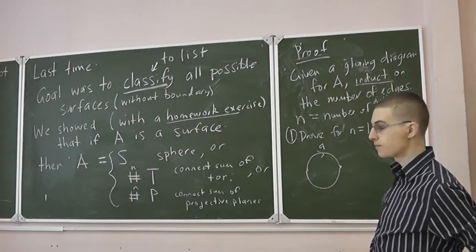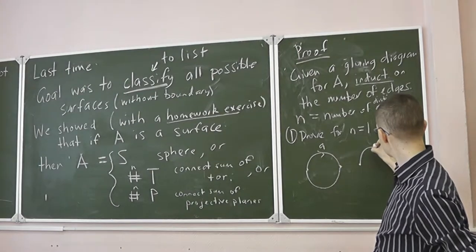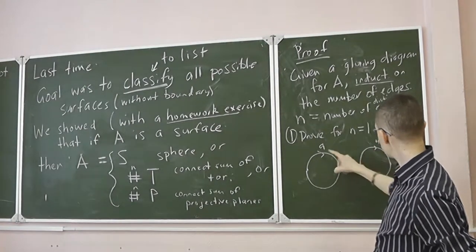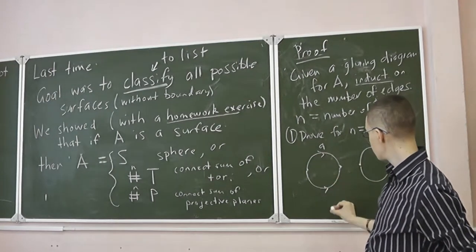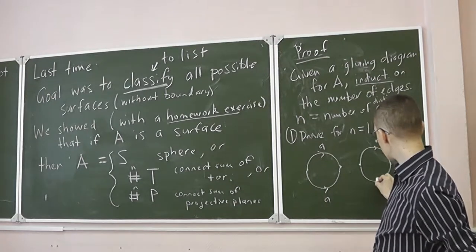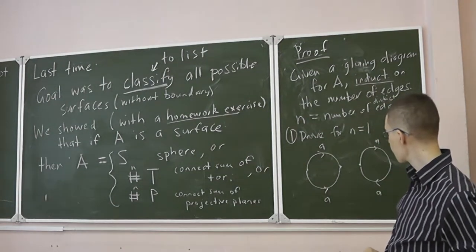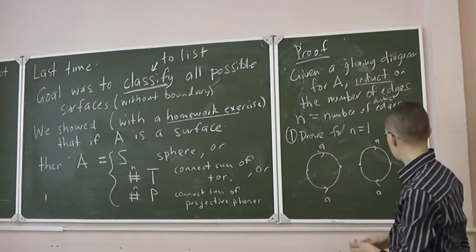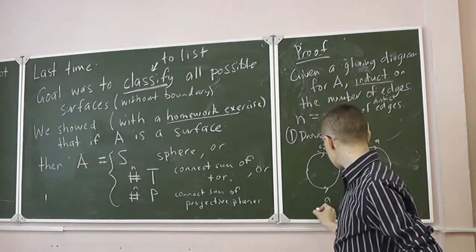Well, we can have either A in the same direction, or A, inverse A in a different direction. Exactly right. So I'm doing A in both cases. We could either have it going this way, or we could have it going that way. And in the first case, it's a sphere, and in the second case, it's a projective plane. Can you see that? It's a sphere, projective plane.